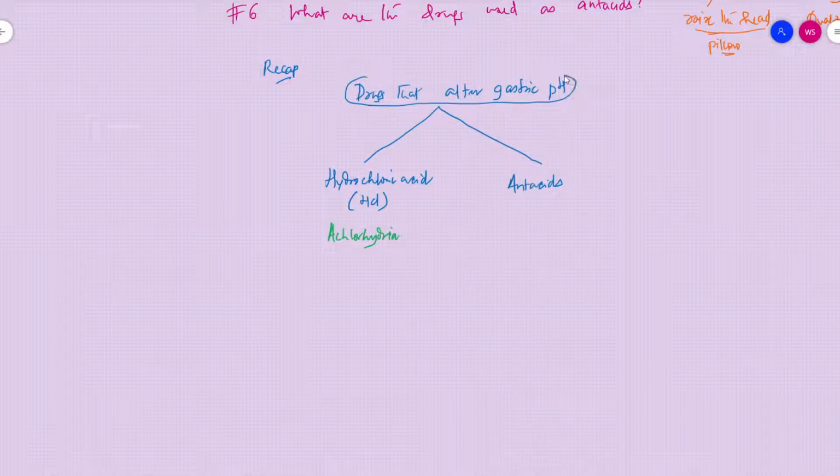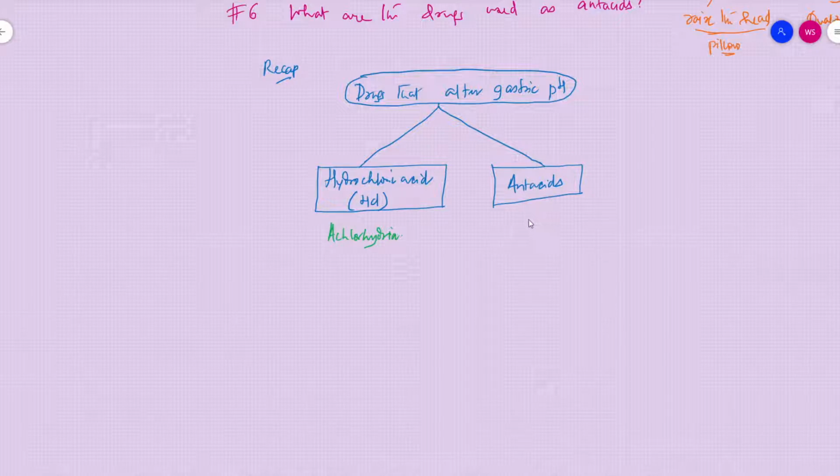So this is the big picture. Okay, so pharmacologically, we got drugs that alter gastric pH, and one of the drugs is hydrochloric acid, which is given for the treatment of achlorhydria. And the second class of drugs which alter gastric pH are antacids. Okay. And we said they are used in dyspepsia, heartburn, okay, and the other indications we have seen.